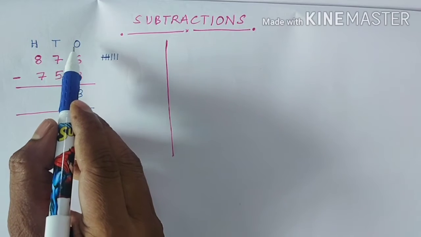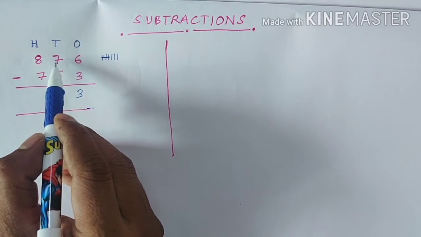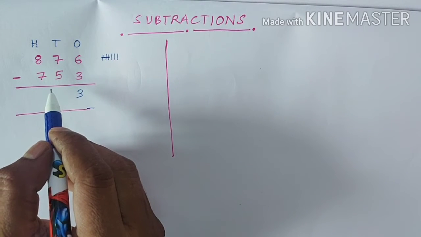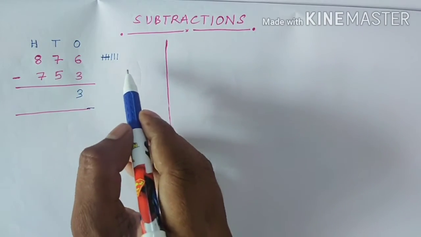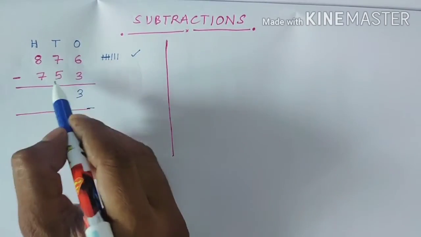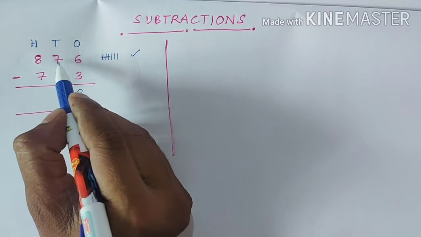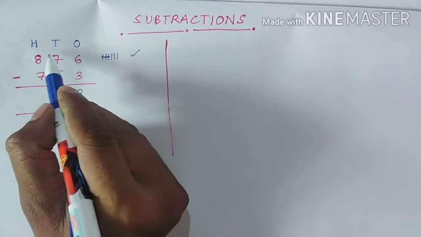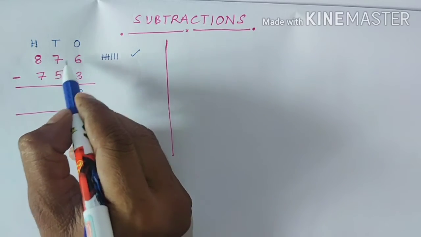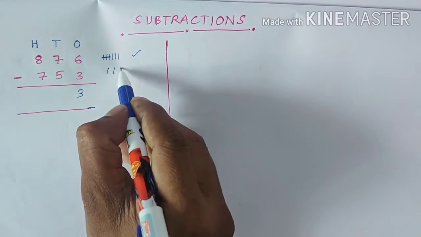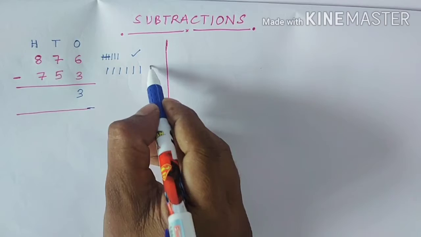Next, now coming to the tens place. The first layer is over; now you have to go for the second column. In the second column, the number on the top is 7. So now we have to draw 7 lines. 1 2 3 4 5 6 7.